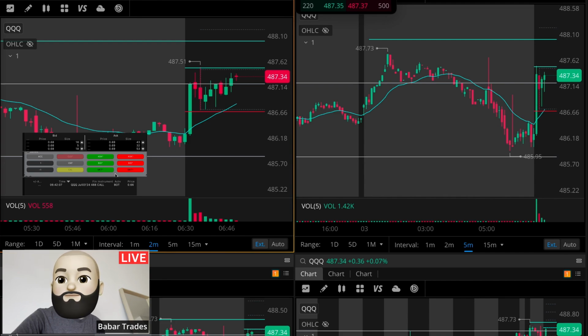Come on, NASDAQ. Okay, we're just about to get there. Let's see if we can break high of day. And if we continue strong, I'll hold the trade. If it just pops up and comes back down, I'm going to exit.